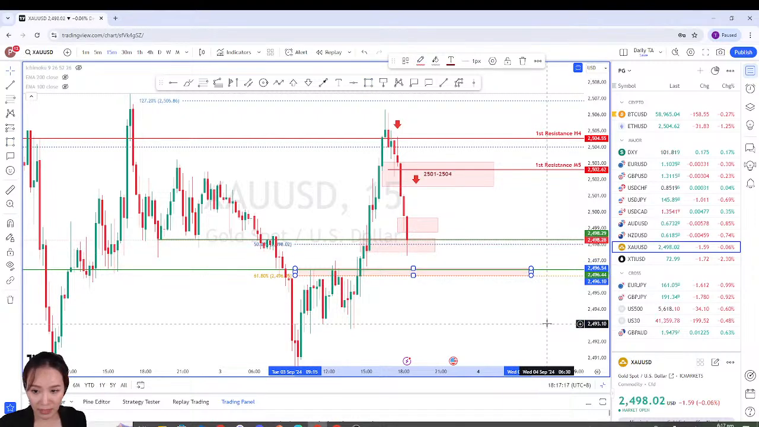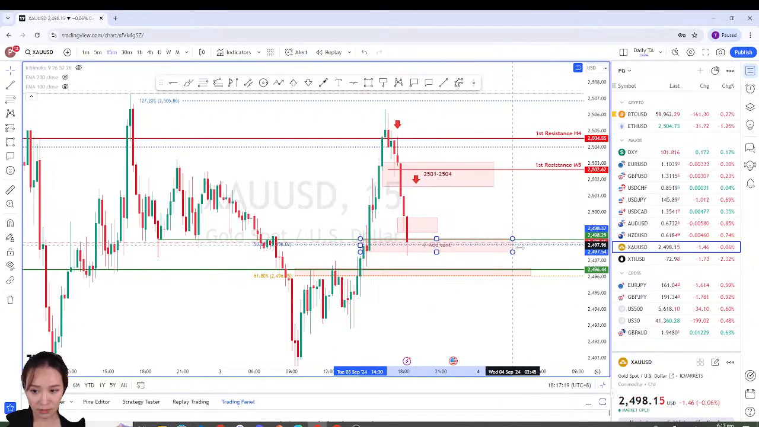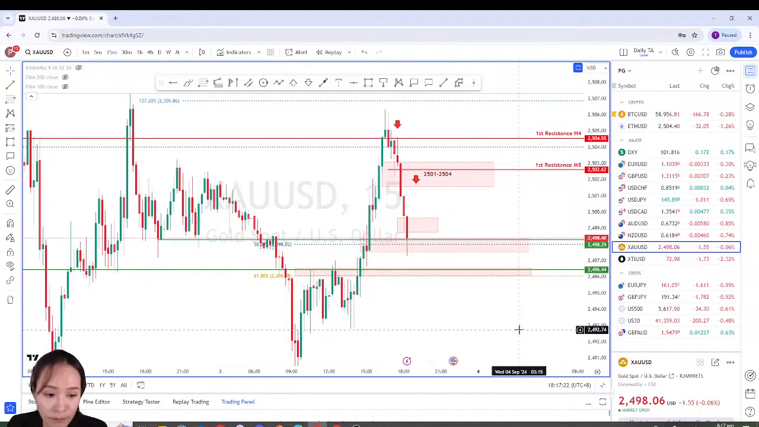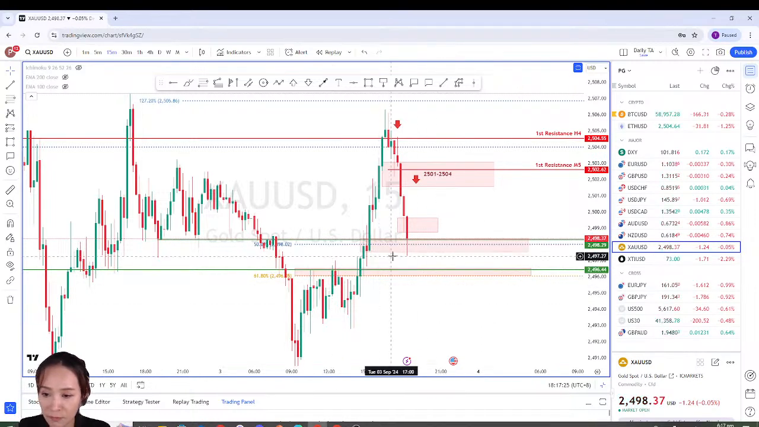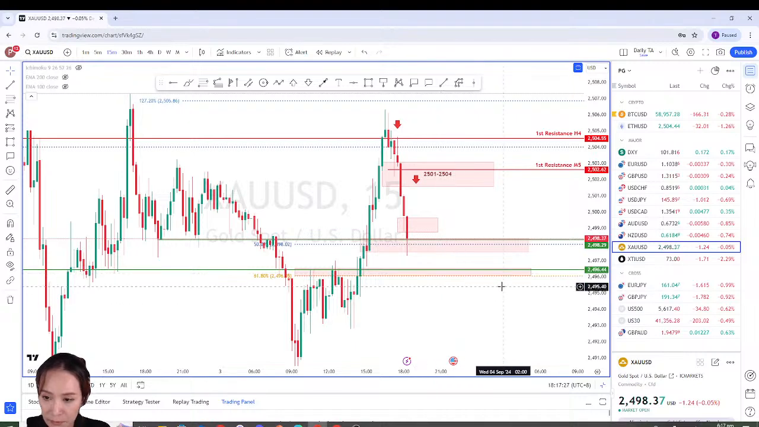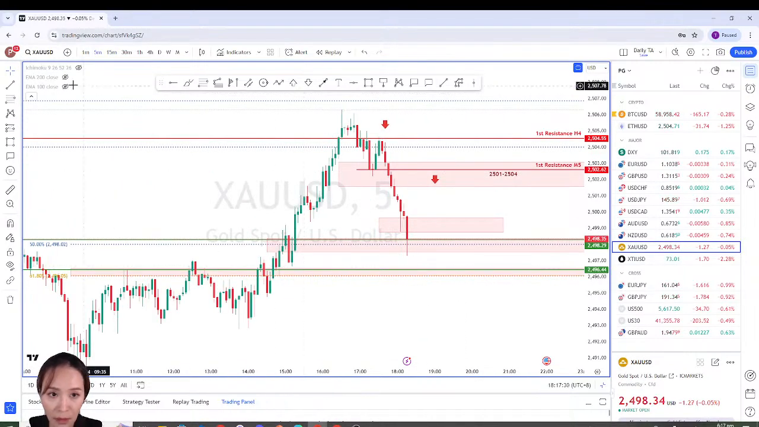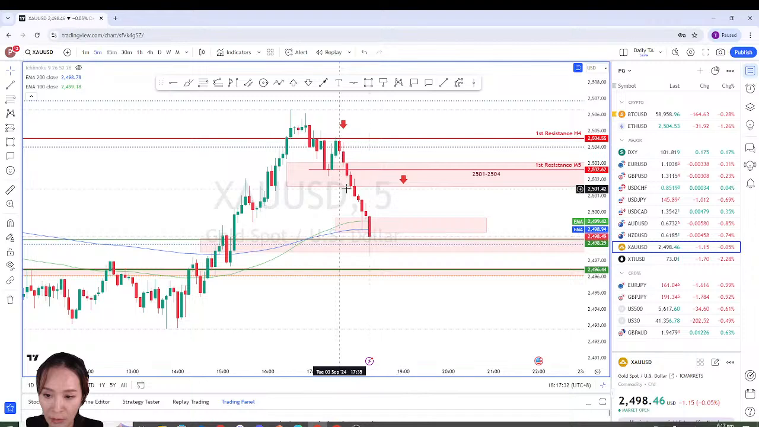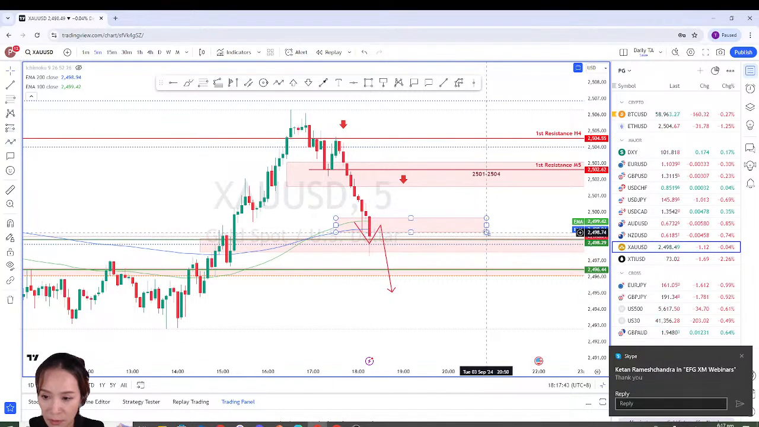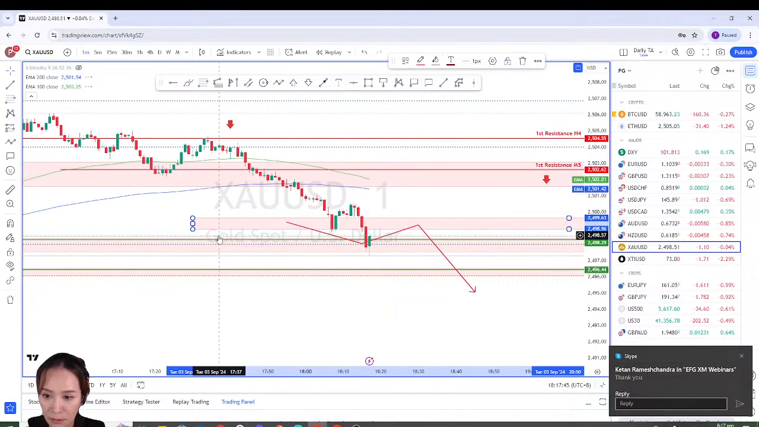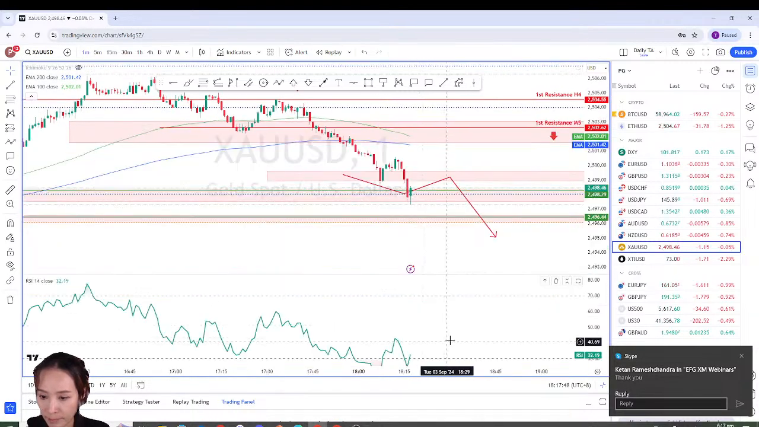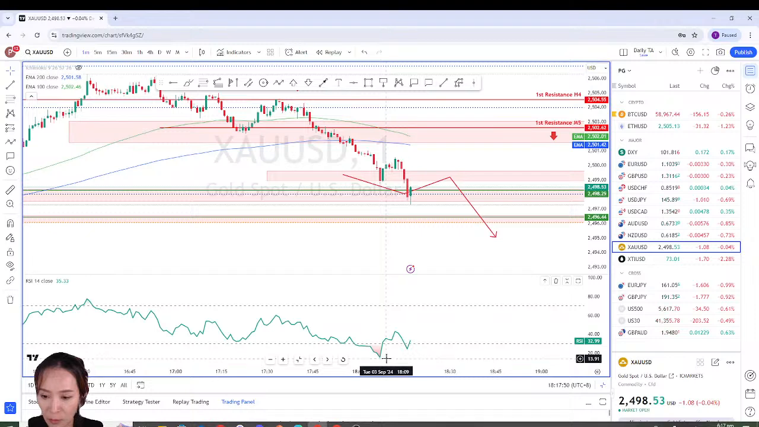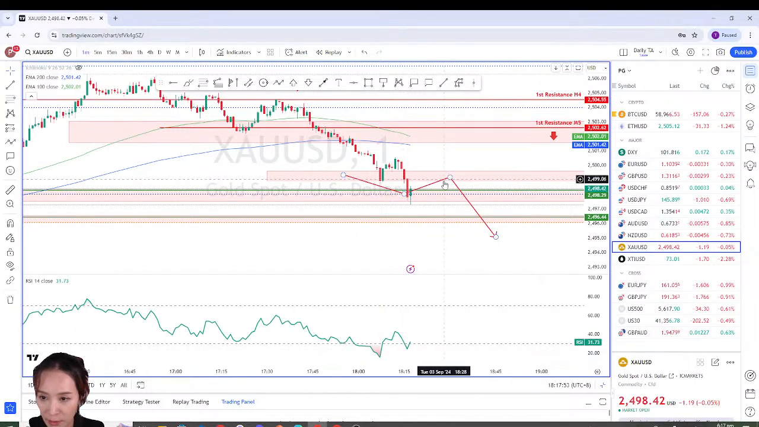Let's just say 24.96. You will see the rejection. It bounced off already. Now we wait for price to pull back here. Sell. Okay, this is our sell entry. There is divergence in the lower time frame, in M1 here.